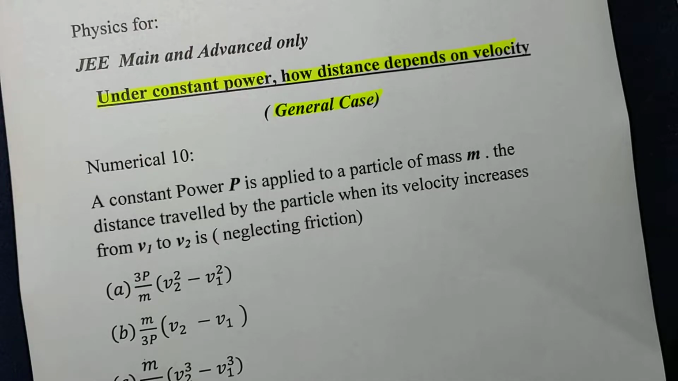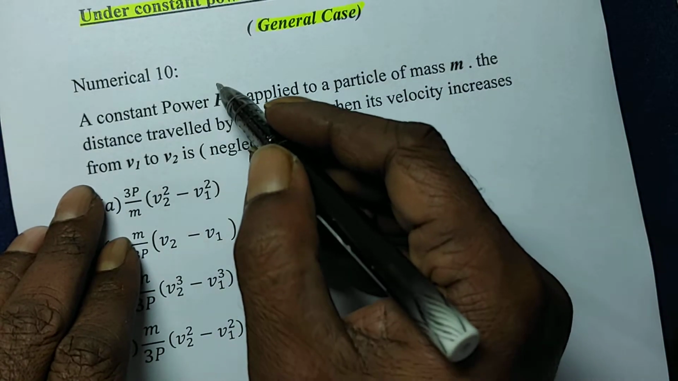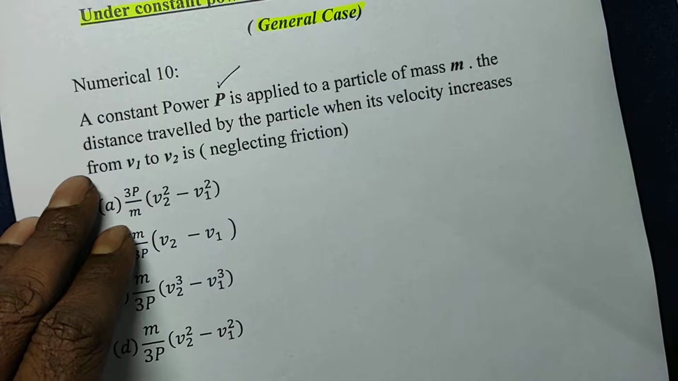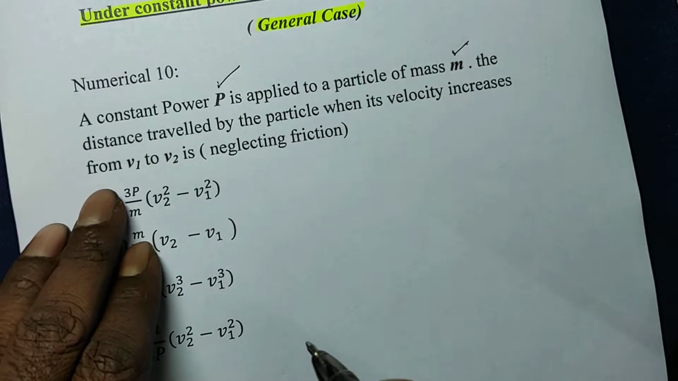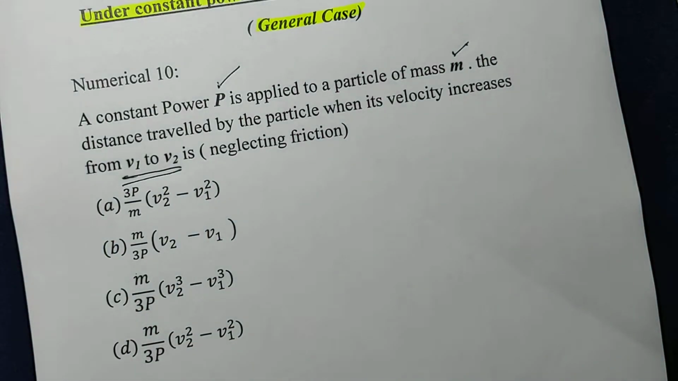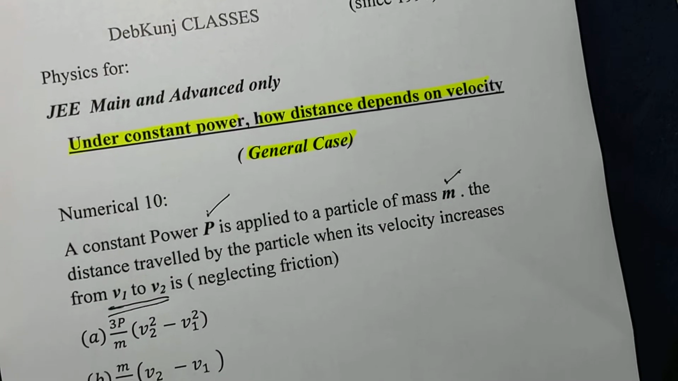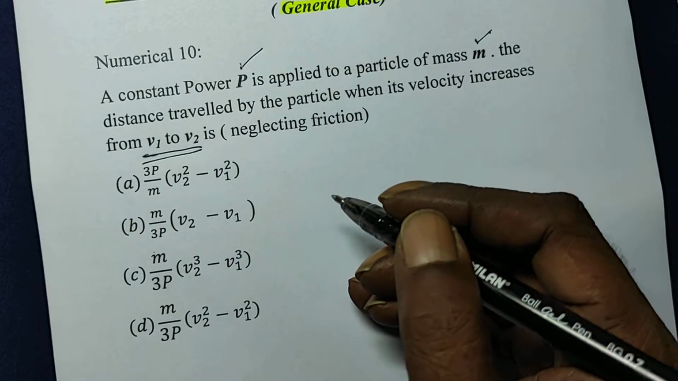What is given in the problem is that a constant power P is applied to a particle of mass m. What is the distance traveled by the particle when its velocity increases from v1 to v2? So when a constant power is applied to a mass, what distance does it travel when the initial velocity is v1 and the final velocity is v2? It's a very general question.